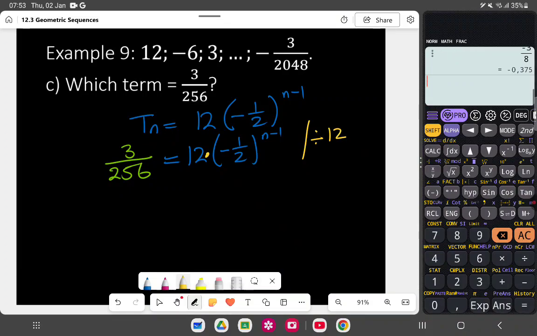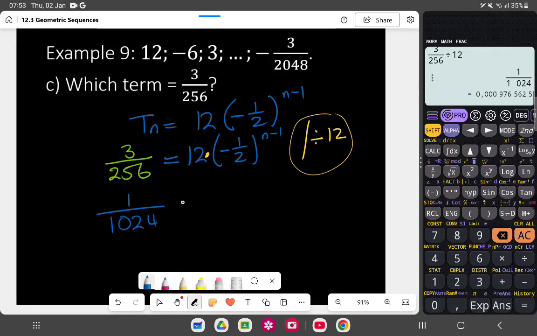Okay, so let's do that on the calculator. The green number, 3 over 256, move to the side. Now we're going to do this yellow portion divided by 12. And that gives us 1 over 1024. So 1 divided by 1024 is equal to bracket negative a half, close bracket, n minus 1. Please, please, please, the bracket is extremely important. Without the bracket, it means that the negative sign is not included, and we can't have that.